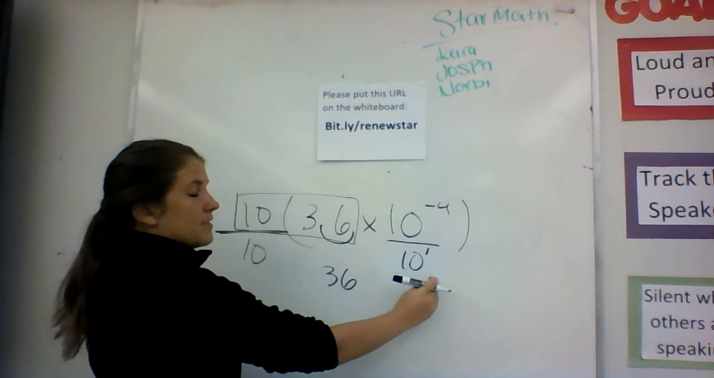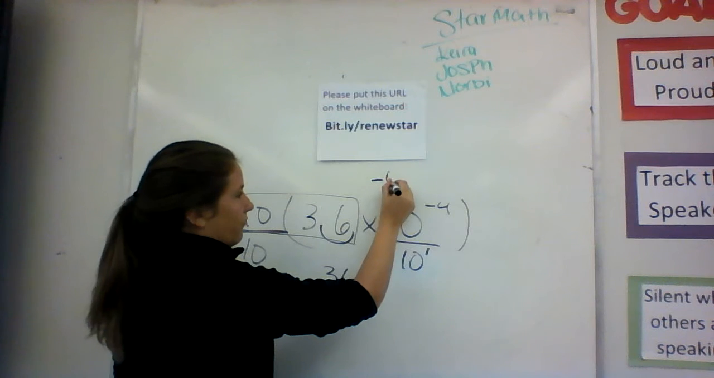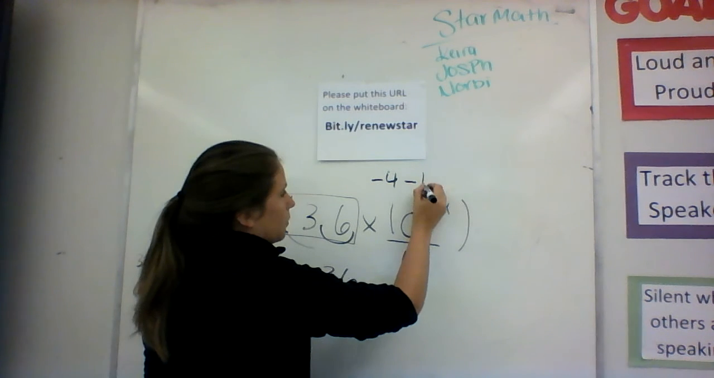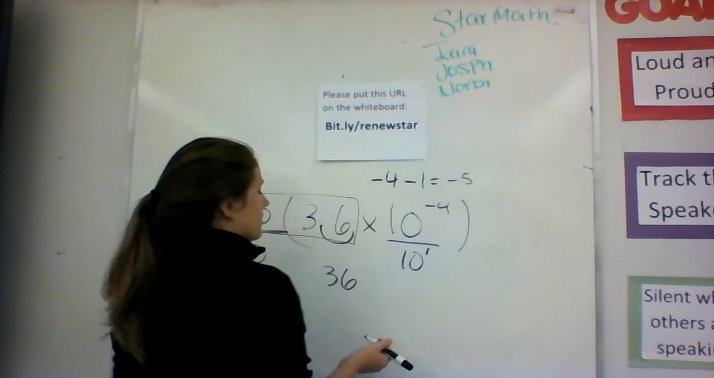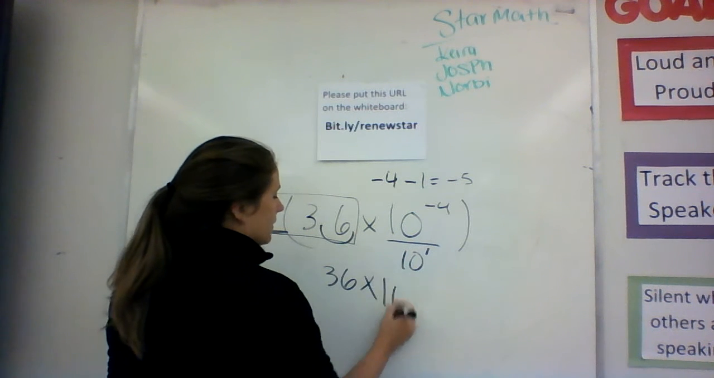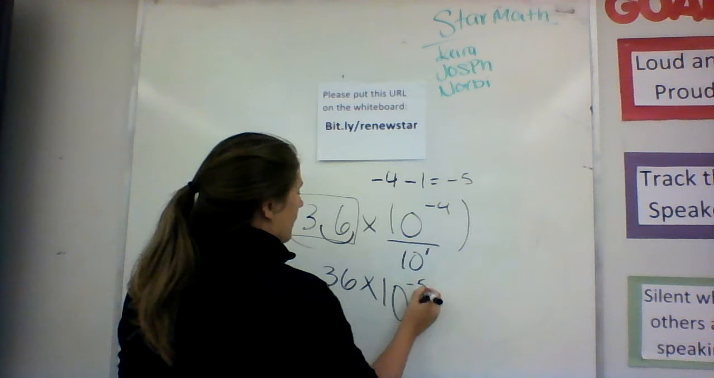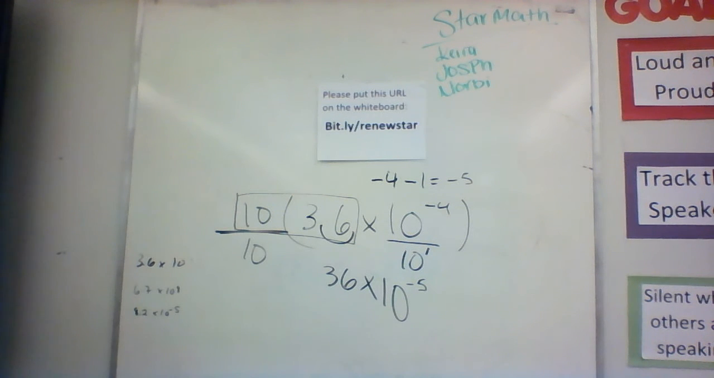I know that I can subtract my exponents. Negative 4 minus 1 is equal to negative 5. So this became 10 to the negative fifth. This makes sense. We've worked with this a little bit.